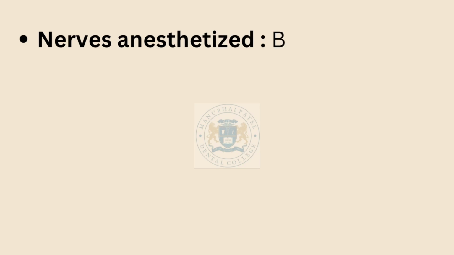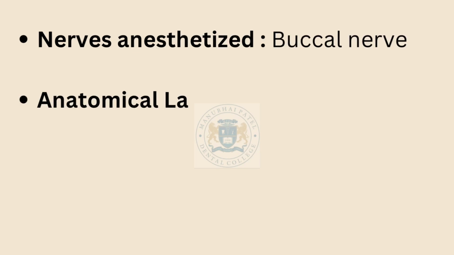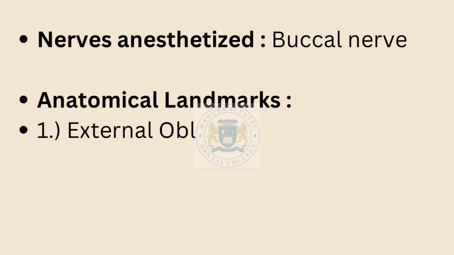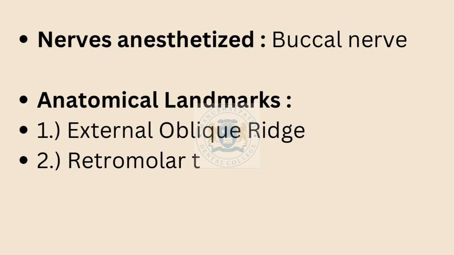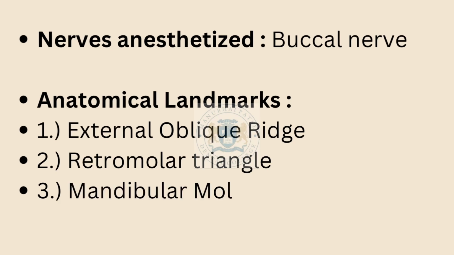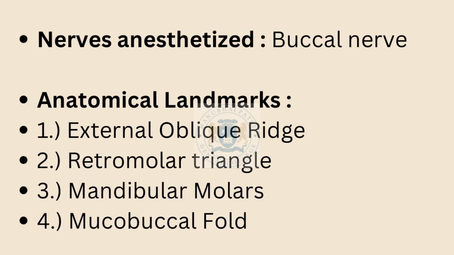Let's discuss the nerves anesthetized. So it is the buccal nerve. What are its anatomical landmarks? 1, external oblique ridge. 2, retromolar triangle. 3, mandibular molars. 4, mucobuccal fold.